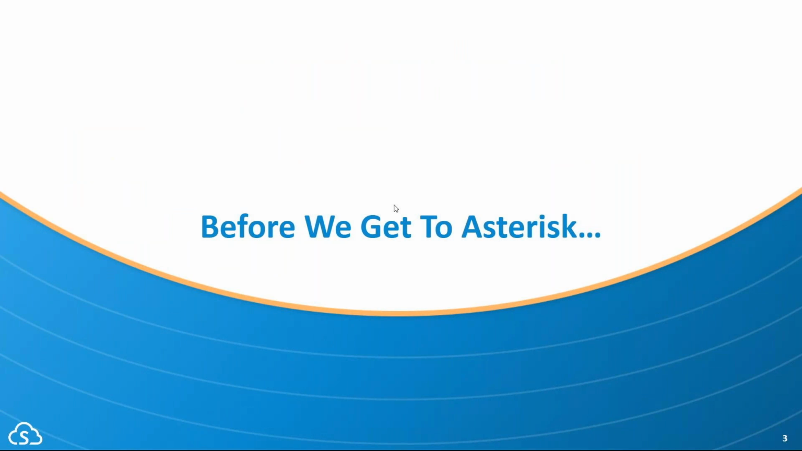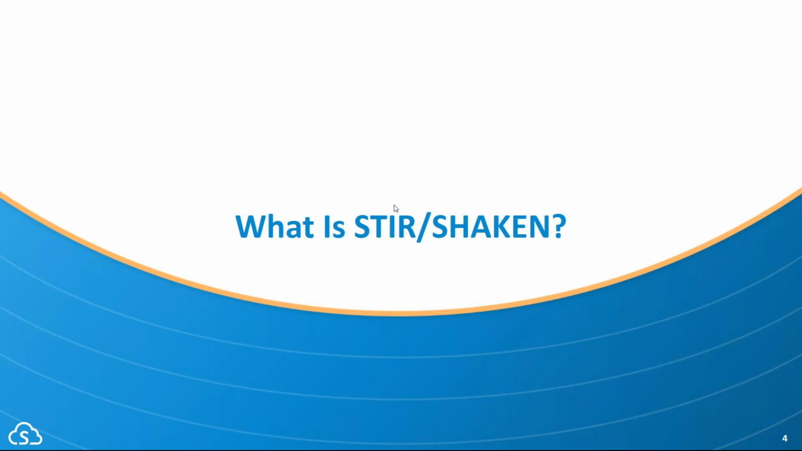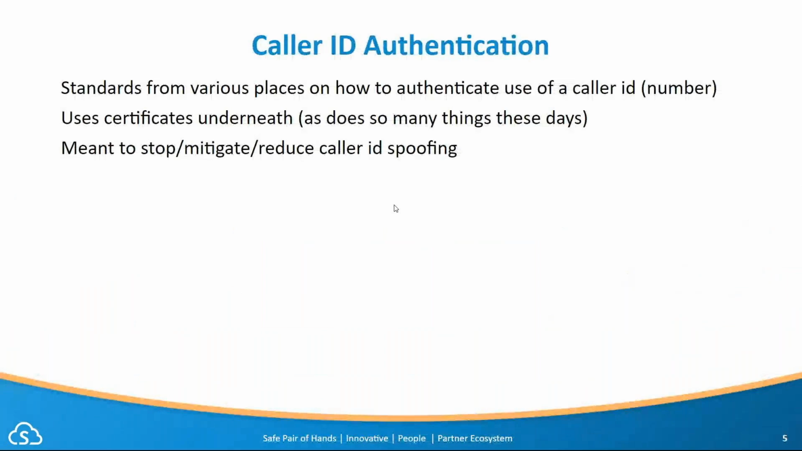This webinar is about Asterisk and Stir Shaken, but before we really get to Asterisk, I'd like to ask the question, what is Stir Shaken? Because it can often be misunderstood what it really is. So Stir Shaken, from a technical perspective, is about caller ID authentication. And it's made up of different technical standards from various places that define how to authenticate the use of a caller ID number. Note, this doesn't include name. Name is not covered under Stir Shaken.